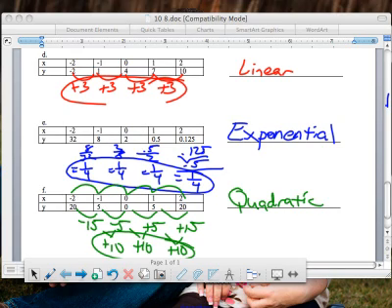Okay, so that's what we're doing when we're comparing these types of functions. You can look at graphs or you can look at table of values. So as always, questions regarding this stuff, bring them to class tomorrow and we'll take those first thing.